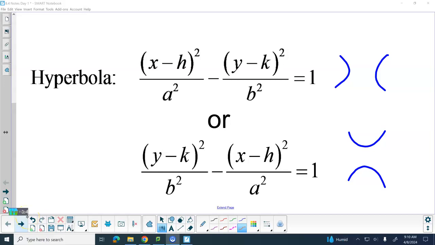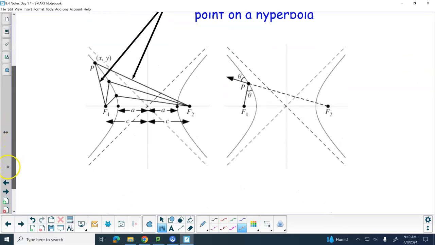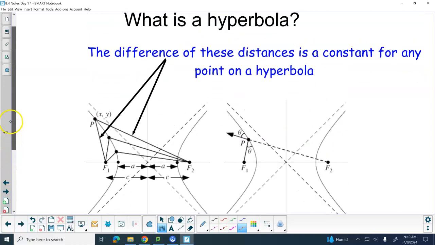Now, a lot of the concepts that you've learned over the course of the last 3 weeks will still come into play for hyperbolas, but we get some more steps added. Okay? So like I said, the difference in those distances is a constant for any point that's on the hyperbola. That is, once again, the mathematical definition of it.